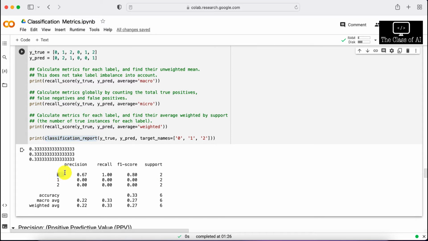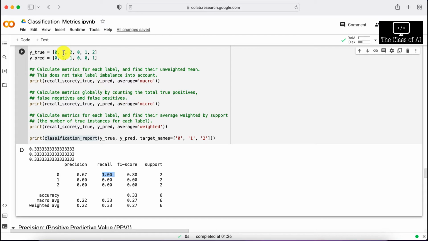It's showing the precision is very nice, 0.67, and recall is 1. That means the 0th class is being identified very correctly. You can see over here at the top, 0 is being classified as 0, 0 is being classified as 0. That's why the recall score is 100% for class 0.